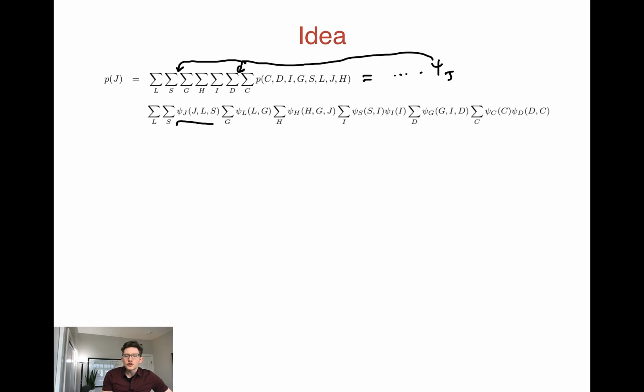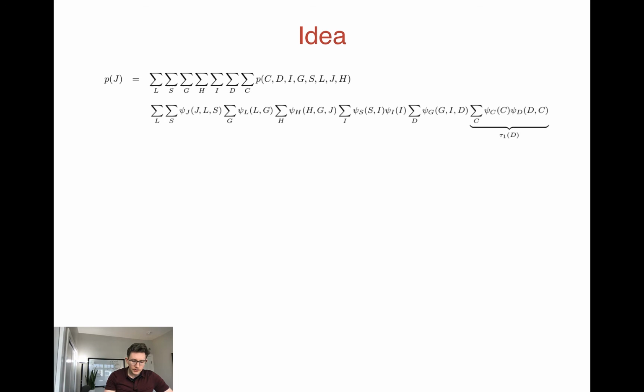Okay, so now let's see how I do my computation. Recall that if I look at the computation in this form, then I'm kind of stuck. I have to do a sum over seven things in conjunction. But what if I do it in this way? So here's the thing we can notice. This thing here, I can represent as a new factor. I'll call it psi star over C and D.